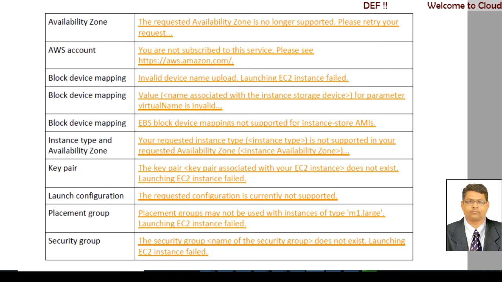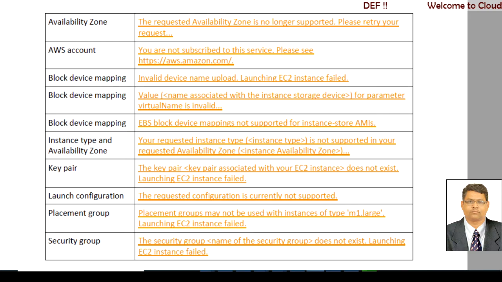Block device mapping: invalid device name upload. Launching EC2 instance failed. Block device mapping: value <name> associated with the instance storage device, parameter virtual name is invalid. Block device mapping: EBS block device mappings not supported for instance store AMIs. Instance type and availability zone: your requested instance type <type> is not supported in your requested availability zone <zone>.